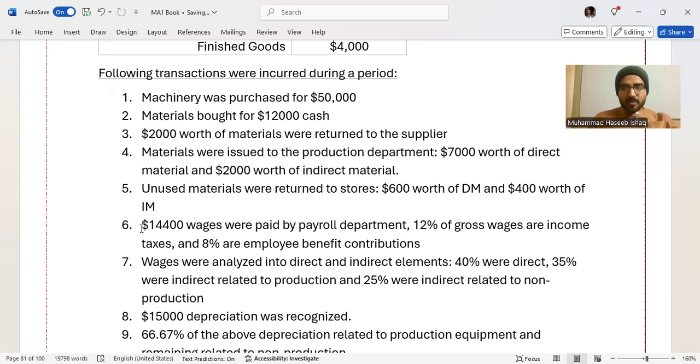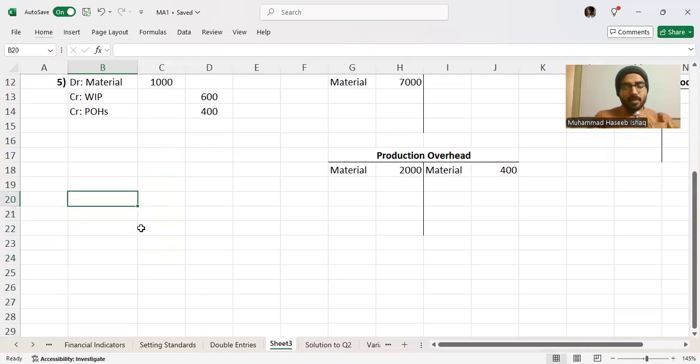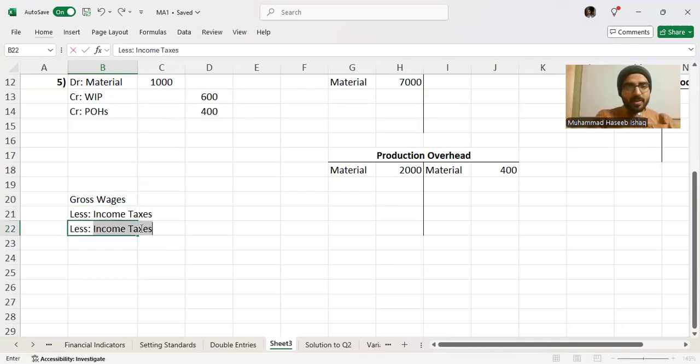Now you must remember this formula for calculating the net pay. There is the amount known as gross wages, and then we less the income taxes, and then we less the benefit contribution, which is like the pension contribution of your employee, and then we come to the net pay or net wage. Gross pay is the total amount that you have earned.